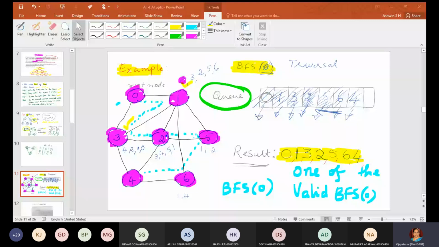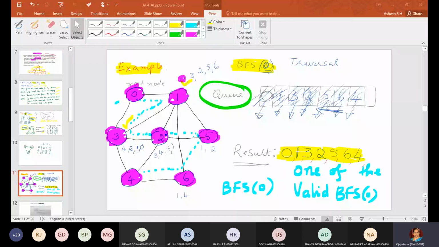Shreyas Sinha, your doubt: while visiting one, why didn't we consider 3 as its neighbor and enter it into the queue? We have entered it into the queue, no, that one. Shreyas, when we have visited one, what are the adjacent vertices of the one? 3, 2, 5.